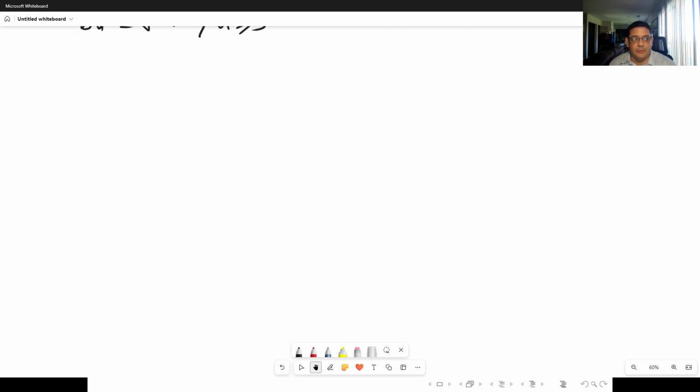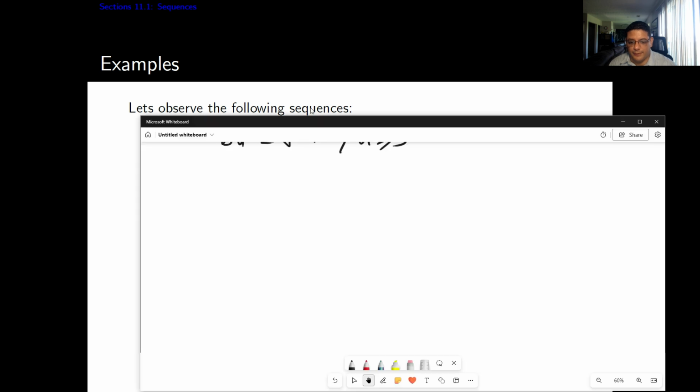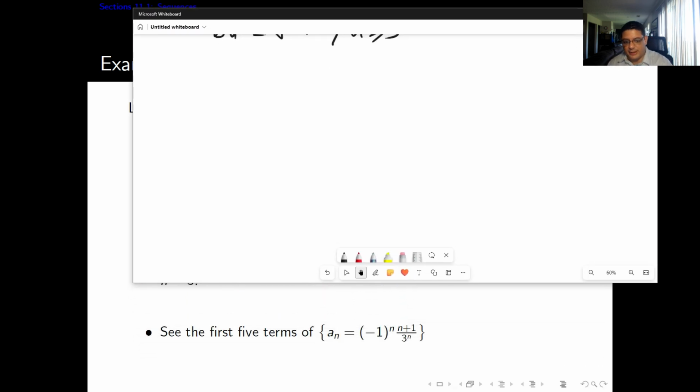All right, so let's see one more example. Now we're going to see the first 5 terms of this sequence here. We have a_n equals (-1)^n times (n plus 1) over 3^n. This is a more complex sequence, and this (-1)^n transforms the sequence into something that we call an alternating sequence.